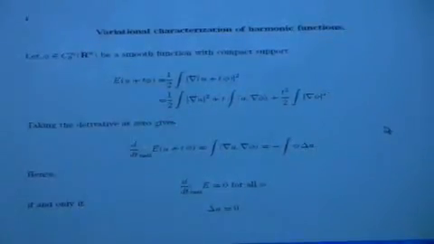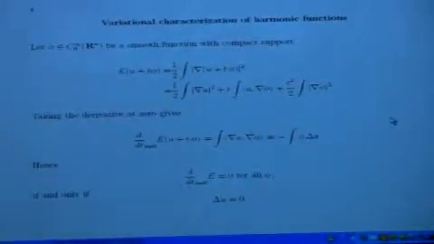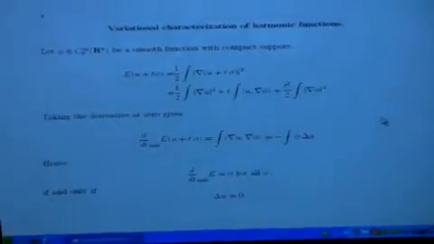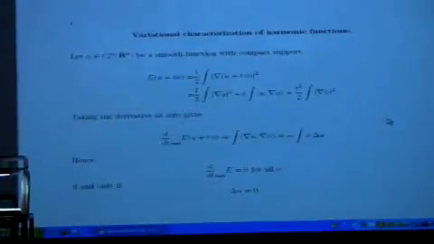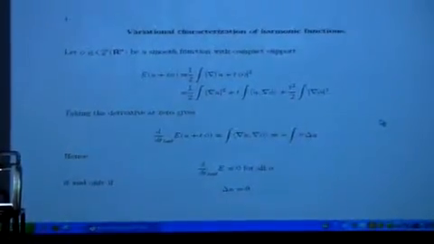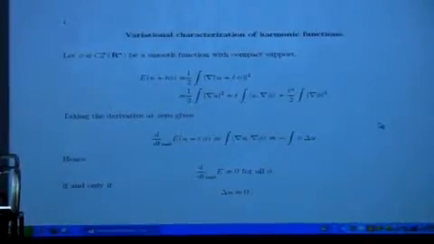So the critical points are the ones where this derivative is 0 no matter what phi is. That means that the integral of Laplacian u against any phi has to be 0. So in other words, Laplacian of u has to be 0. So we see that the critical points are the harmonic functions, the solutions of the Laplace equation.